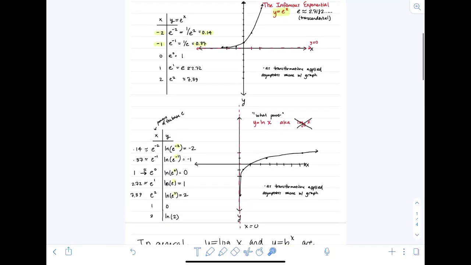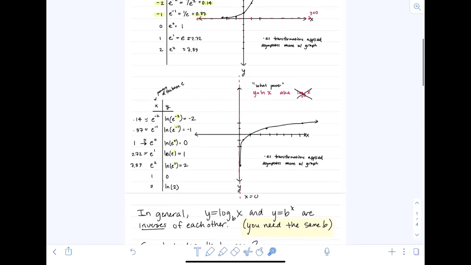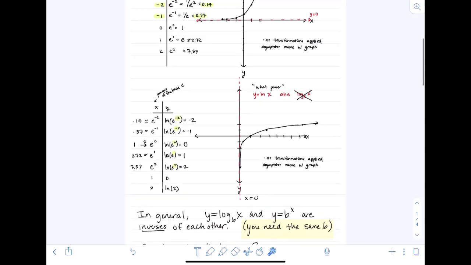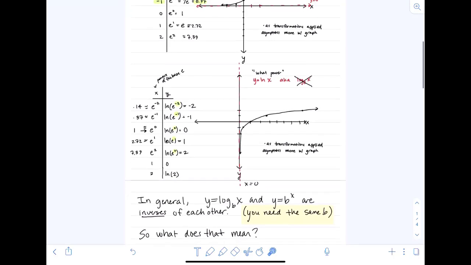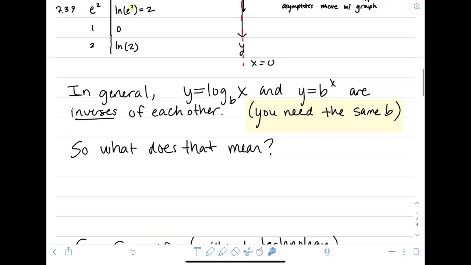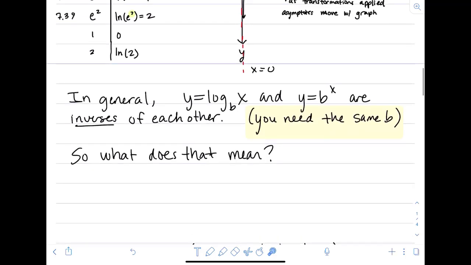The reason why that happens is because those two graphs are inverses of each other. So as you just learned, inverses are functions that undo each other. Logs undo exponentials and vice versa. In general, as long as you keep your base the same, so you need to have the same b, then your log base b of x and your y equals b to the x are inverses of each other. Okay, so let's take a look at what this means.